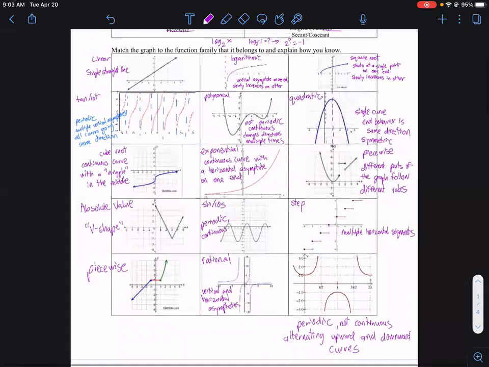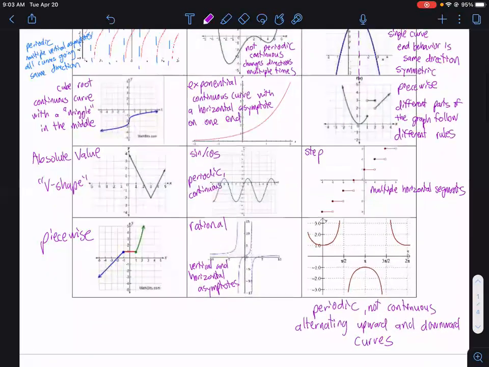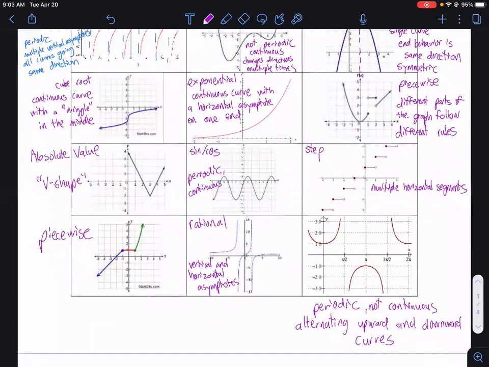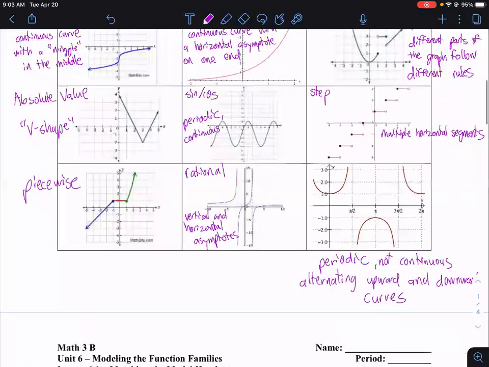Okay, so this is something you should be prepared to do. Given a graph, you should be able to not only identify the type of function, but also give a clear explanation of how you figured it out. And again, your explanation needs to be specific to that type of function. If you just say, it's curved or it's got a vertical asymptote, that could apply to several functions. So you want to make sure your description is specific enough to only describe that type.